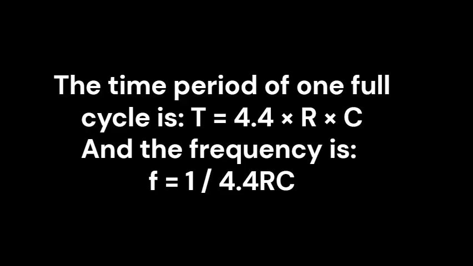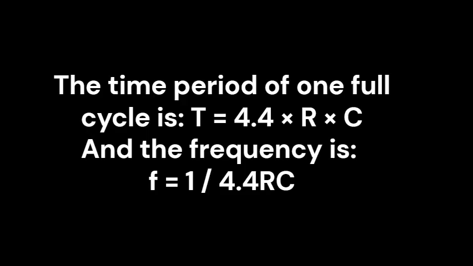The timing formulas are very simple. The time period of one full cycle is T equals 4.4 times R times C, and the frequency is F equals 1/4.4 RC. You can use any resistor between 10 kilo-ohms and 1 mega-ohm, and any non-polar capacitor above 100 picofarads. For best performance, the capacitor value is usually kept below 2.2 microfarads.